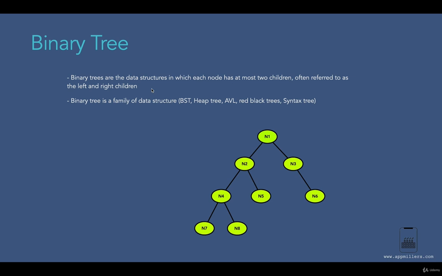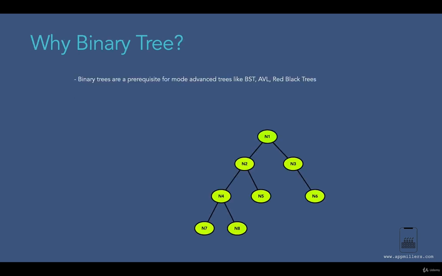Now let's see why we need binary trees. The first reason is that binary trees are prerequisites for more advanced trees like binary search tree, AVL tree, and red-black trees. So without learning a binary tree, it's extremely difficult to learn these three data structures, which are more advanced tree data structures. Moreover, there are some specific problems that can be solved using specific techniques. Huffman coding problem, heap priority problem, and expression parsing problems can be solved efficiently using binary trees. So without binary trees, these problems become extremely difficult in computer science. So these are the reasons that we need binary trees.